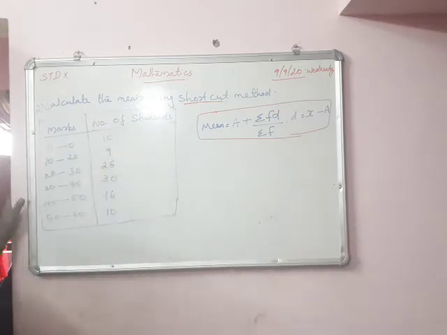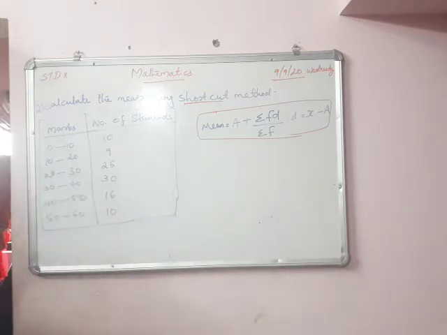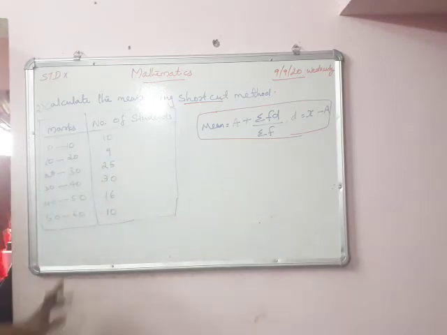Then how can we find the a? From x, a is the assumed mean. Here there are 6 classes, so anyone, the third one or the fourth one, that is a middle one, you can select as the assumed mean. Okay, I will solve now.